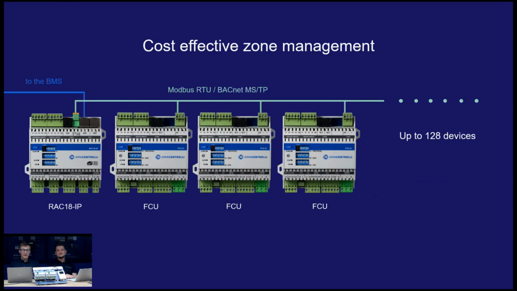The RS485 is not limited only to our wall panels, because it can also be used to connect our FCU controllers and to build cost-effective zone management. The RS485 port provides communication using Modbus RTU, both BACnet master and slave, and BACnet MSTP, client and server. You can connect and expand the devices, connecting up to 128 RS485 devices.